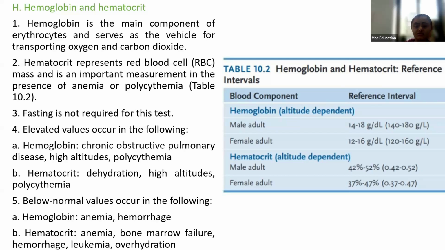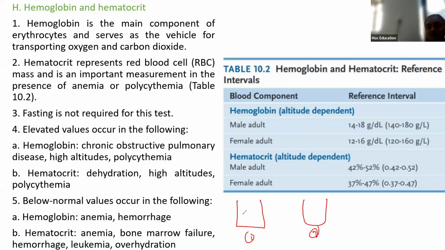Hematocrit means, what is hematocrit? I have already made you understand about hematocrit. It is the mass of RBCs, or we can say the volume of RBCs. Yes, the number of RBCs or the volume of RBCs. For example, there are beaker 1 and beaker 2. Can you see this?